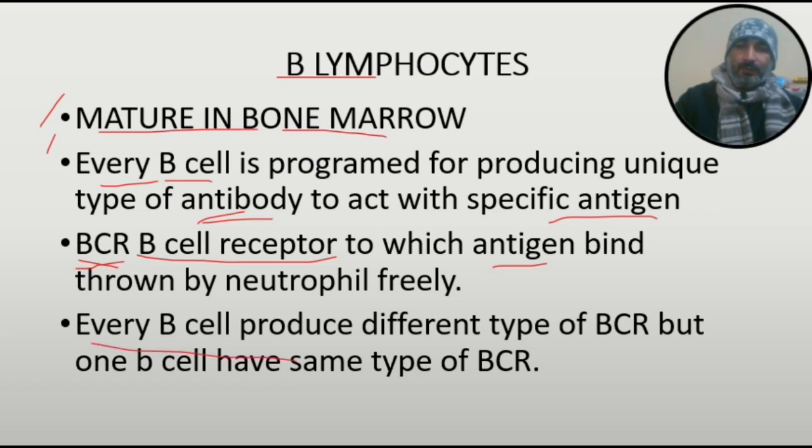Every B cell produces a different type of BCR, but one B cell has the same type of BCR. Same as we discussed for the TCR, every TCR is the same on the same T cell. So the statement says that every BCR is the same on the same B cell, but BCRs are different in different B cells.